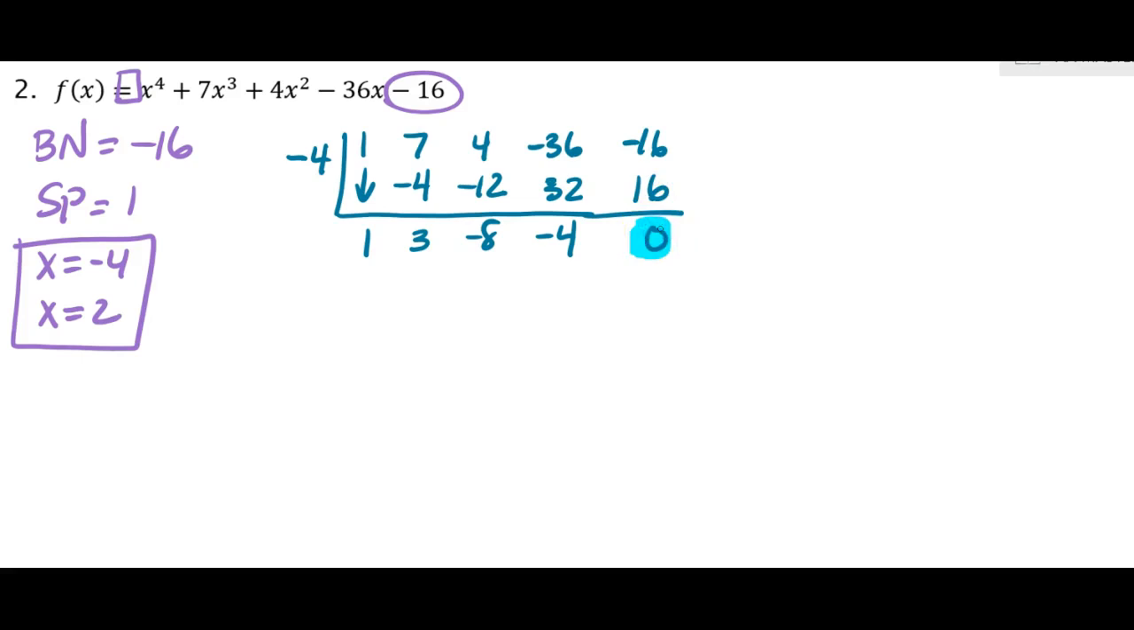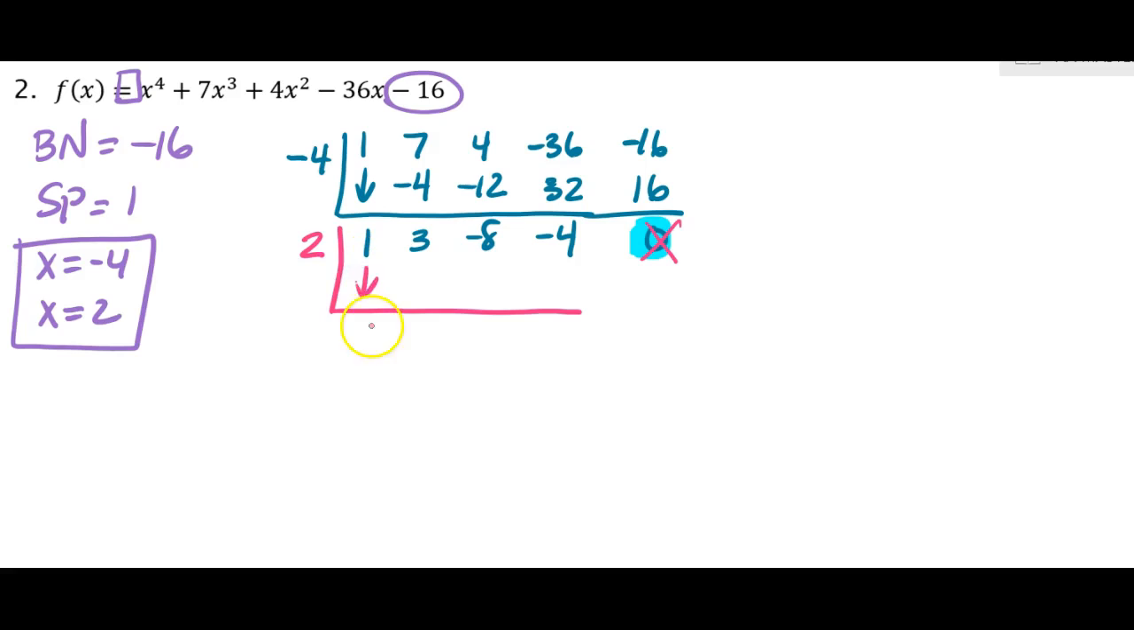So now I'm going to do synthetic division again. And instead of using my original numbers, I'm now going to use this 1, 3, negative 8, and negative 4. So what I like to do is just draw another synthetic division bar right underneath it. I am now not using this 0. It's gone. I'm only using these 4 numbers here. And now I'm going to put 2 on the outside.